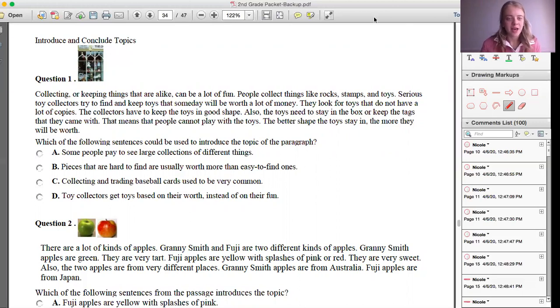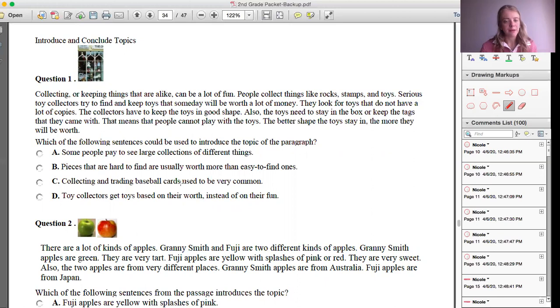The collectors have to keep toys in good shape. Also, the toys need to stay in a box or keep the tags that they come in. That means that people cannot play with the toys. The better shape the toys stay in, the more they will be worth. So, some people pay to see large collections of different things. Pieces that are hard to find are usually worth more than easy to find ones.